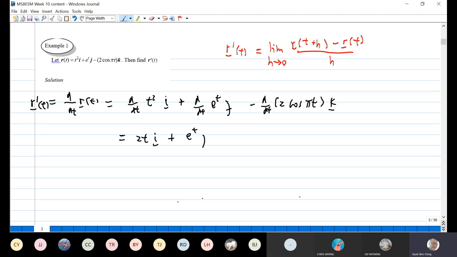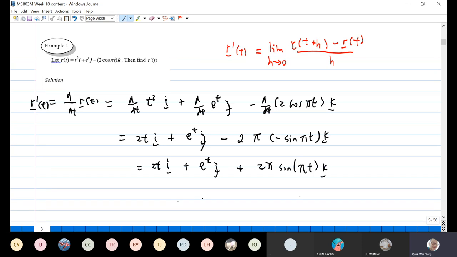So you get 2t i, then plus e^t j, and then for this one, be careful how to differentiate 2 cosine pi t. Differentiate cosine pi t, you get minus sine pi t first. Then using the chain rule, you differentiate pi t, you get pi. Then k. So in the end, this is 2t i plus e^t j plus 2 pi sine pi t k. In general, differentiating cosine at, you get minus a sine at.